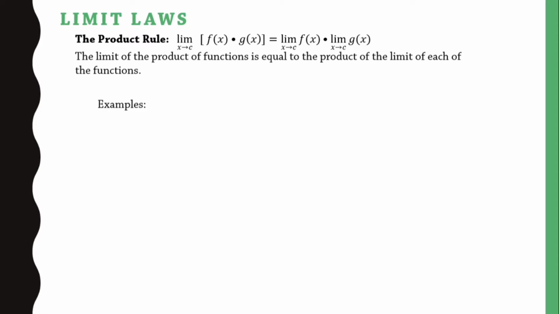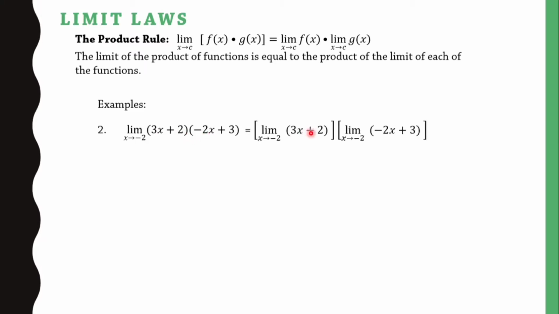Next example, we have the limit of 3x plus 2 times negative 2x plus 3 as x approaches negative 2. So again, we get the limit of each of the factors. So that's the limit of 3x plus 2 as x approaches negative 2 times the limit of the other factor, negative 2x plus 3 as x approaches negative 2.